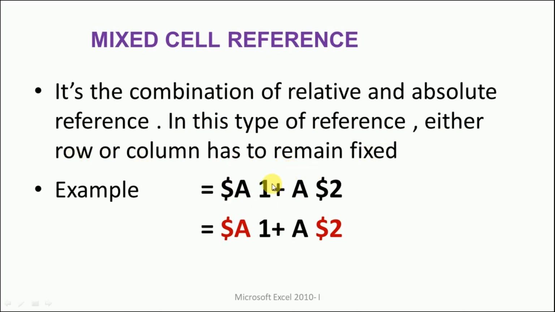Now if you look at the formula here, the first part is fixed, means the column is fixed and the row is changing. In this case, if I copy the formula, the row will get changed. It will remain A and it will become 1, 2, 3, 4, 5, right? And here the column will change and the row remains fixed. So this is called mixed cell referencing, right? So let me show you this practically.